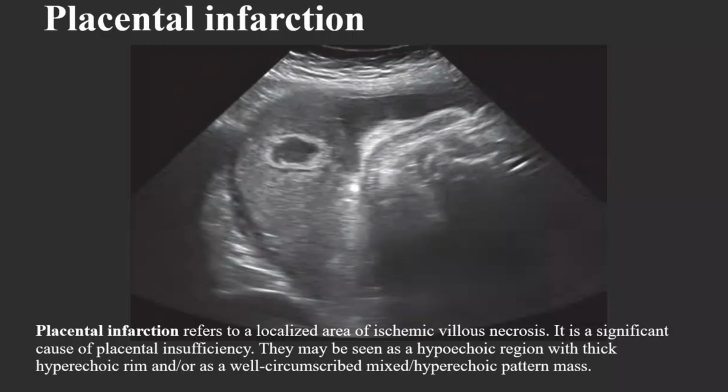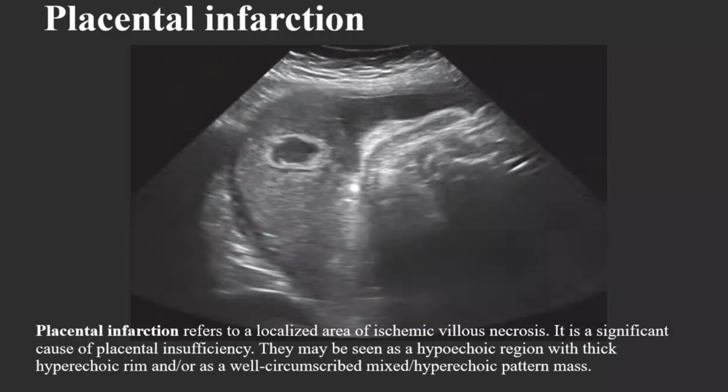And now we are going to discuss placental infarction. Placental infarction refers to a localized area of ischemic villous necrosis, and it is a significant cause of placental insufficiency. They may be seen as a hypoechoic region with a thick hyperechoic rim, or as a well circumscribed mixed hyperechoic pattern mass.